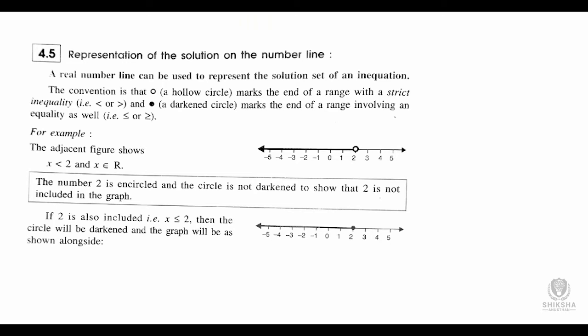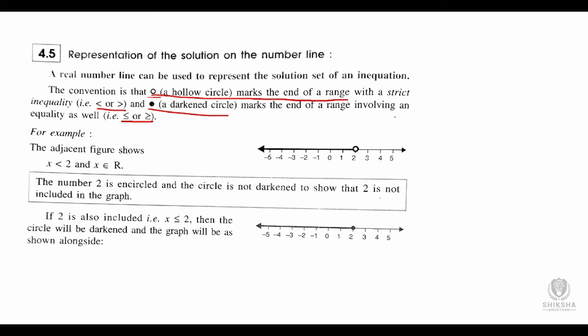Then the representation of the solutions on a number line. A real number line can be used to represent the solution set of an inequation. The convention: a hollow circle marks the end of the range with a strict inequality, less than or greater than. If it is less than or greater than, then we use a hollow circle. If it is a darkened circle, then the sign would have been less than or equal to, greater than or equal to. Let us take this example.